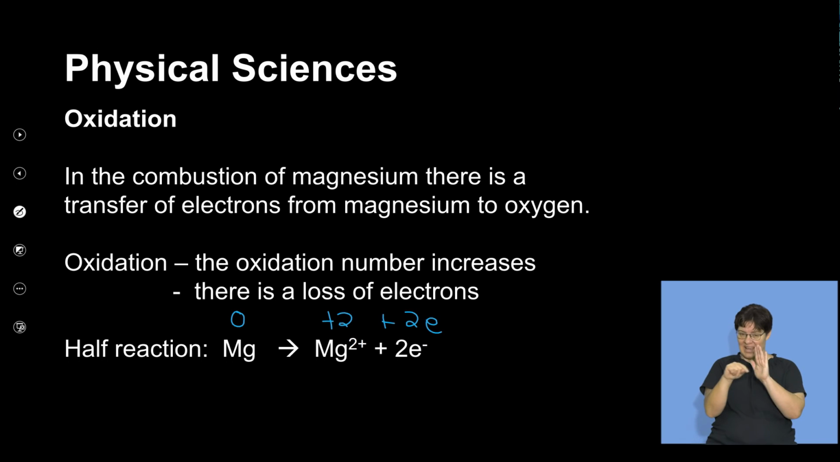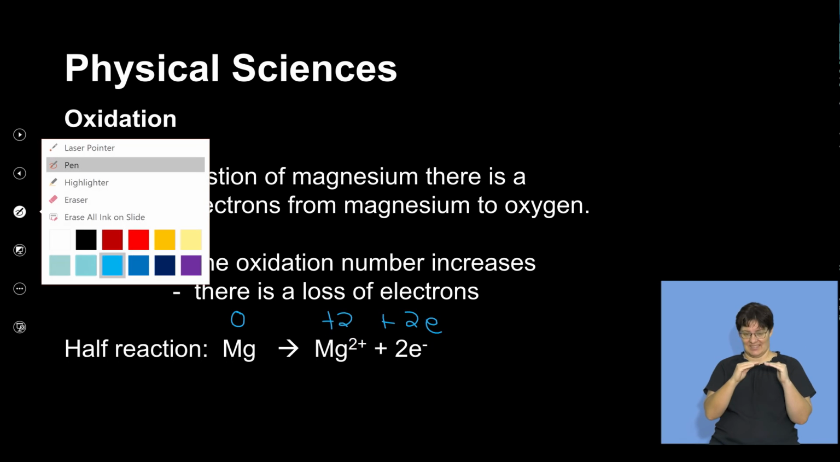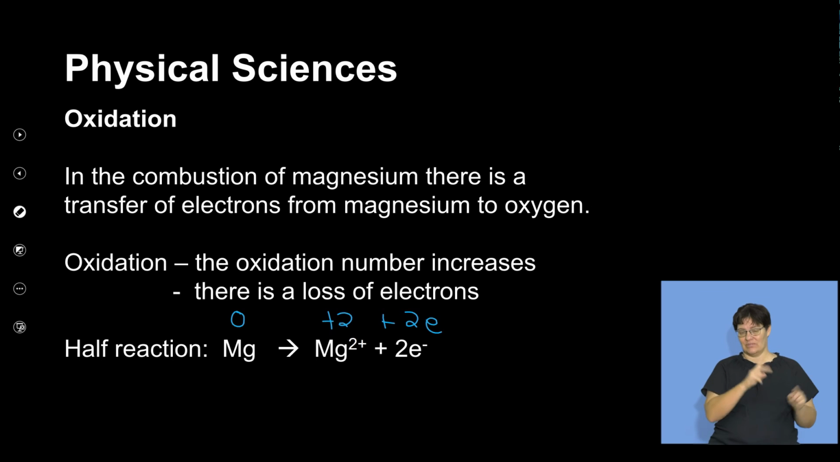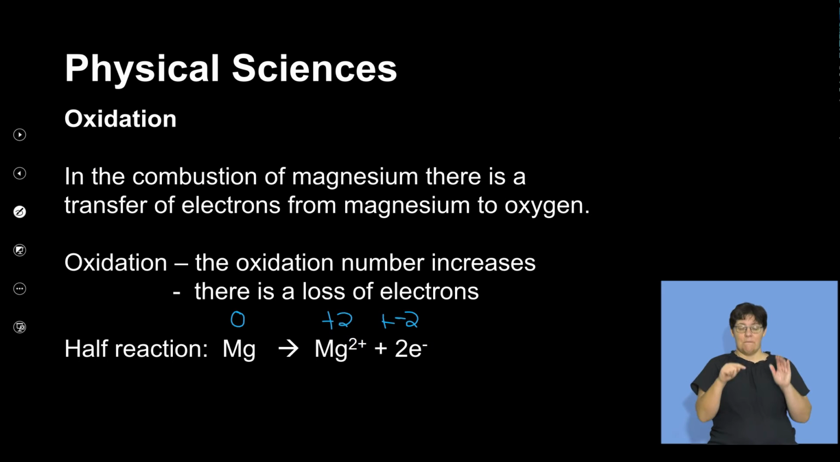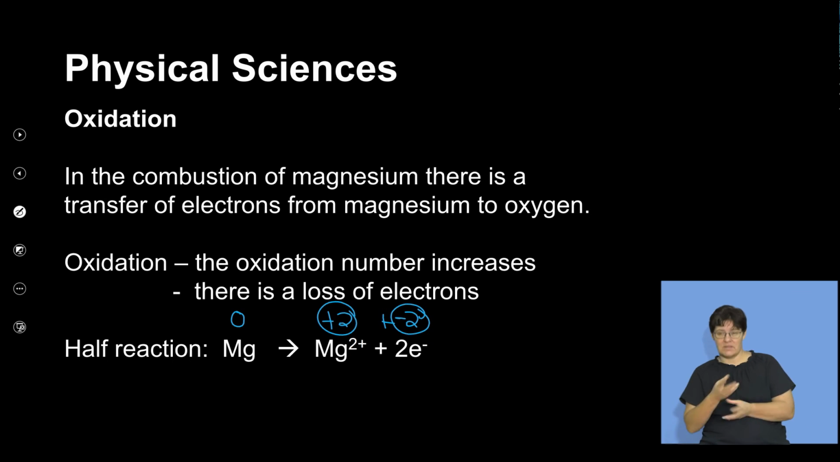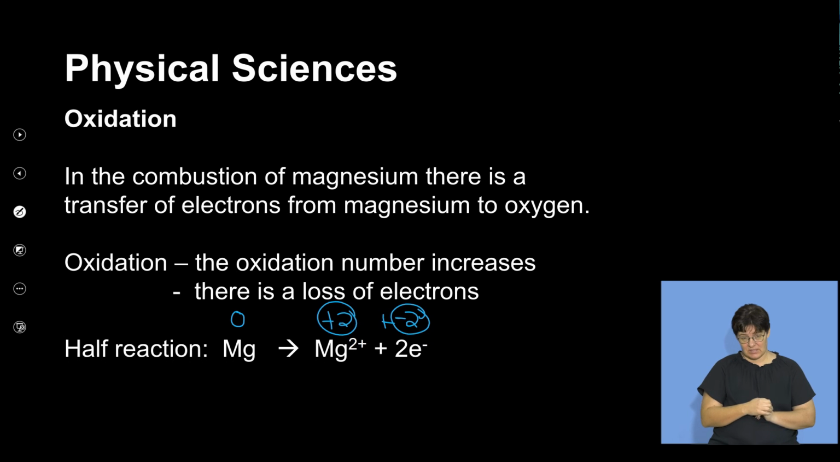So if you check, the 2 electrons are the negative charges that were lost. Just to correct that. So this is -2 for oxygen. So if you say -2 and +2, it gives us 0. So it means magnesium lost electrons from an oxidation number of 0 to +2.